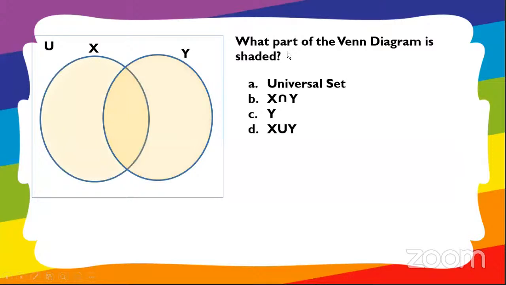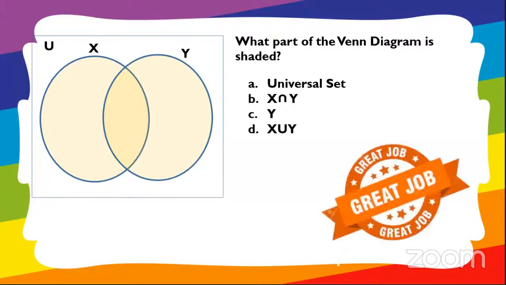What part of the Venn diagram is shaded? Please put your responses in the chat. We have the options A to D. Okay, seeing some B's, some persons are saying X union Y. We notice X is shaded, Y is shaded, and also the overlapping section is shaded. So what's that? That would be X union Y. All right.